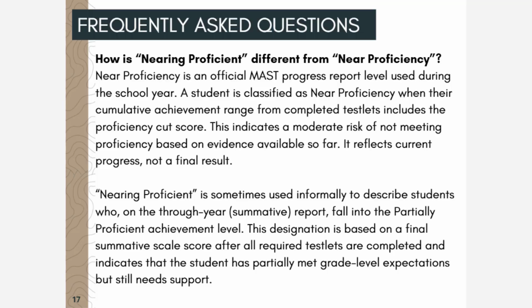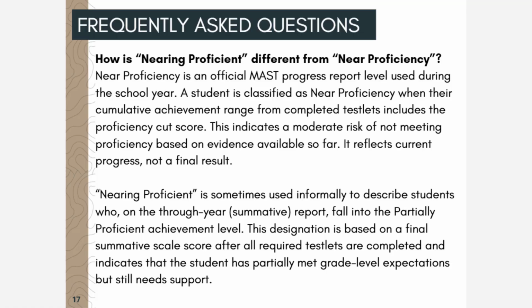Another question is the difference between nearing proficient and how that is different from near proficiency. Near proficiency is an official MAST progress report level used during the school year. A student is classified as near proficiency when their cumulative achievement range from completed testlets includes the proficiency cut score. This indicates a moderate risk of not meeting proficiency based on evidence available so far. It reflects current progress, not a final result.